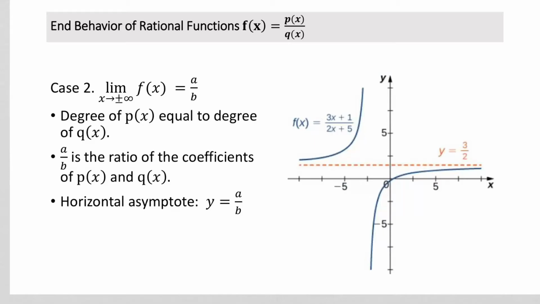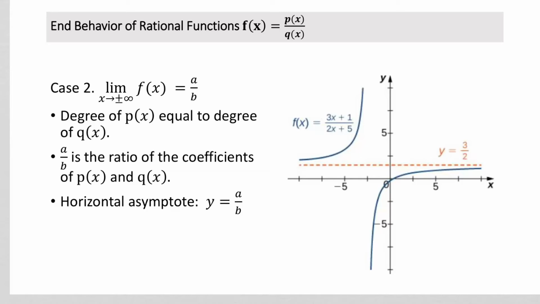The next case for rationals is that the limit as x approaches either positive or negative infinity is the ratio a over b. A is the coefficient of the leading term in your numerator, and b is the coefficient of the leading term in your denominator. The leading term is the term with the highest power, so you sometimes have to reorder your polynomial. The leading term in the numerator is your highest degree term, and the same goes for the denominator. Leading terms govern the end behavior in a polynomial.